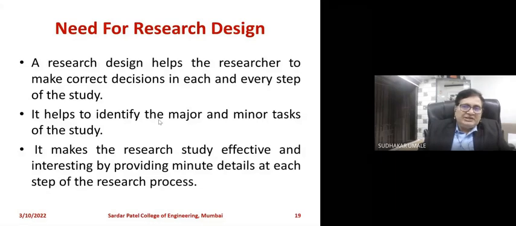Second, why we need research design, because it helps to make the research study effective and interesting by providing minute details at each step of the research process. So when you want your research work to be very effective, you must have a very proper research design, and you make that research very interesting for you, so that you can complete it. Otherwise you do the research in steps, and definitely the research process can be completed.